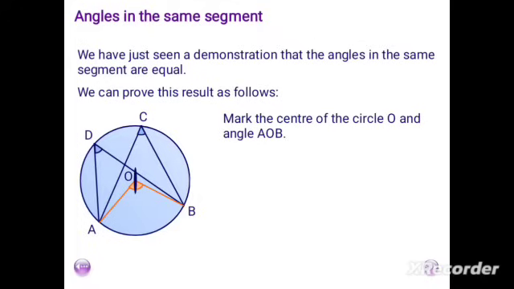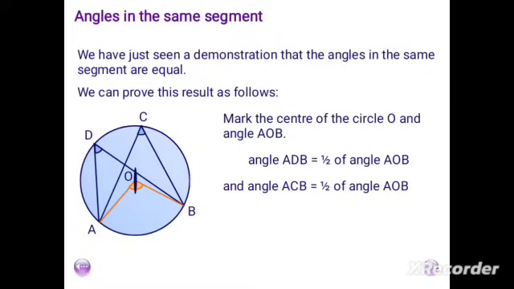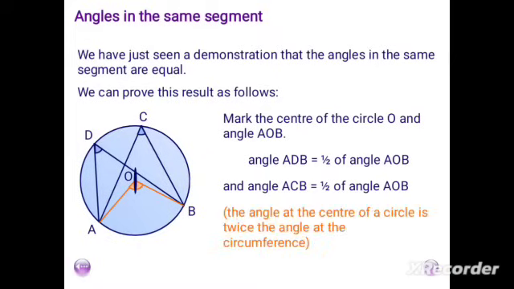Same applies to ACB. Now we have that angle ADB is half of angle AOB. That is true. Another one, we have angle ACB equal to a half of angle AOB. That is also true, and it is because the angle at the center of a circle is twice the angle at the circumference. Therefore, we can say that angle ADB is equal to angle ACB. That is very correct.